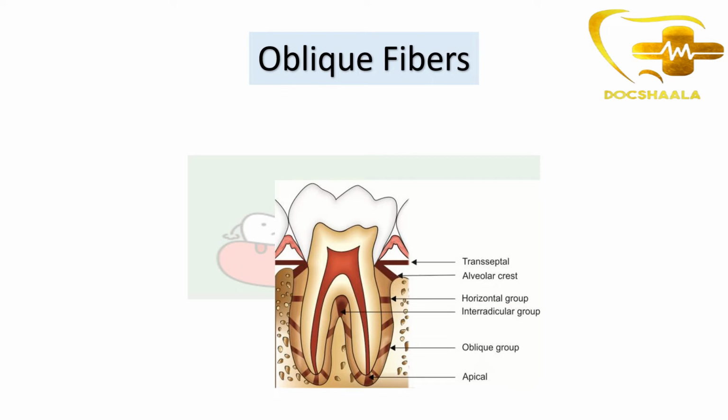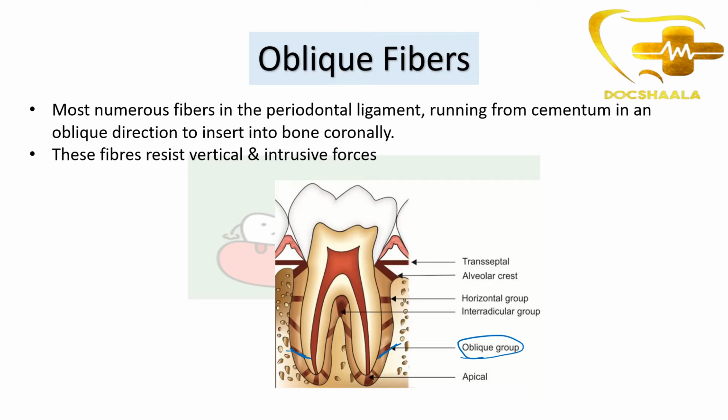Then oblique fibers. This is the oblique group of fibers. As you can see, they run in an oblique direction. They are the most numerous fibers in the periodontal ligament. This is an important one. The oblique fibers are the most numerous fibers. They run from the cementum in an oblique direction to insert into the bone coronally. These fibers resist vertical and also intrusive forces.